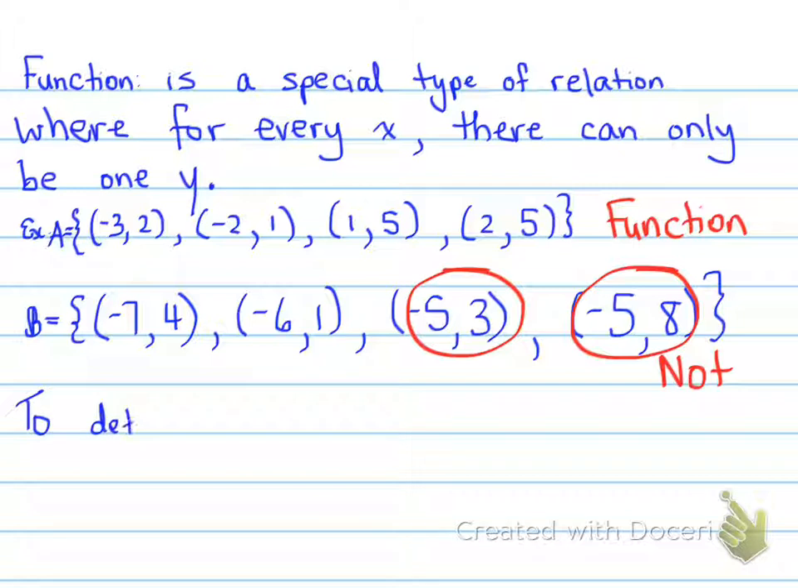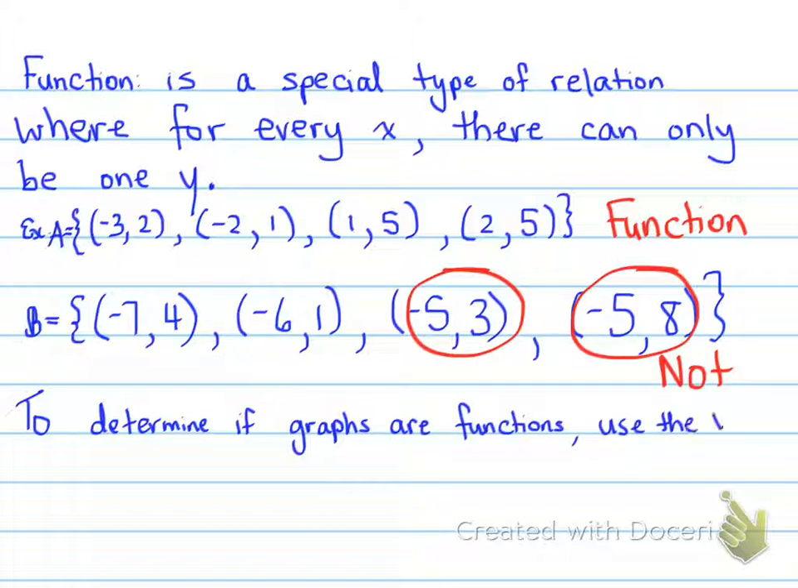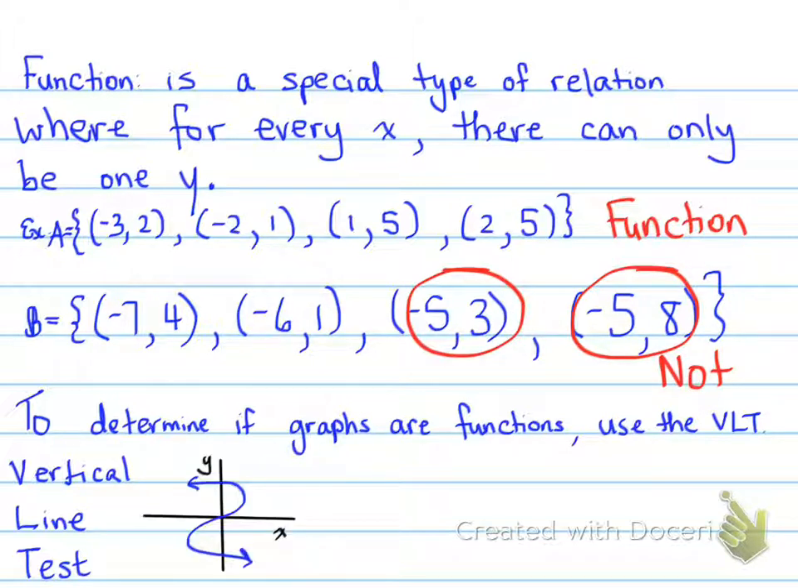Now, sometimes you're not given a set of coordinates. Sometimes you're given a graph. How do you determine if a graph is a function or not? Well, you use something called the vertical line test. The vertical line test, or the VLT, basically says, okay, let's look at a graph. Here it is. And this graph says, okay, now what I want to do is create a line and draw this vertical line. It has to be vertical, folks, and draw it anywhere on the graph.